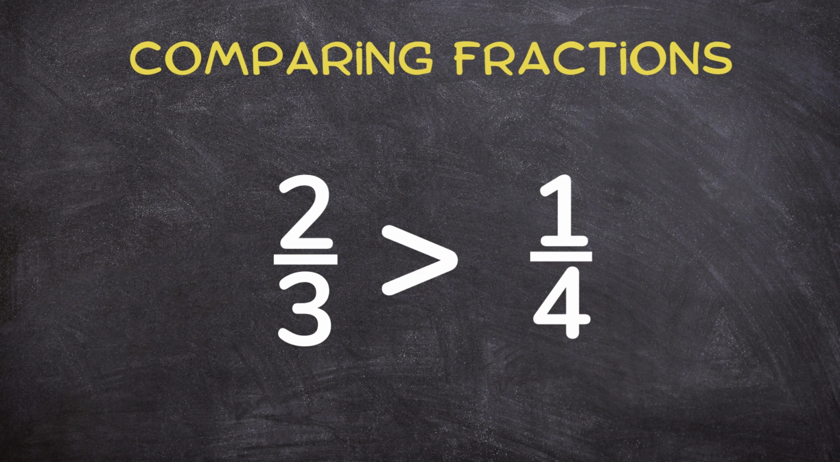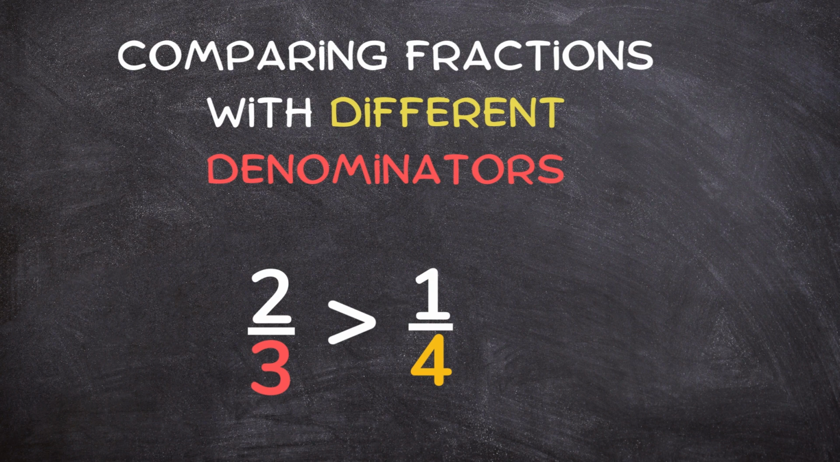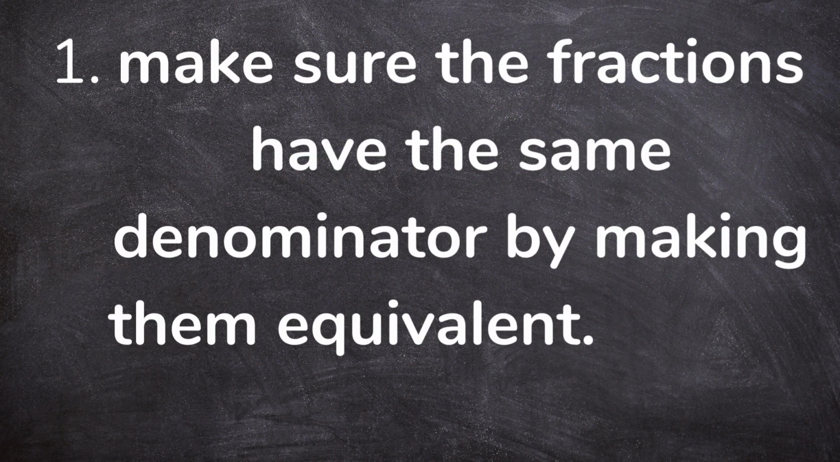So we're going to look at how to compare fractions with different denominators. To compare fractions with different denominators, the first thing you have to do is make sure that your fractions have the same denominator. You do that by making your fractions equivalent. If you didn't watch the previous video on what equivalent fractions are and how to get them, I advise you to go and watch that video.